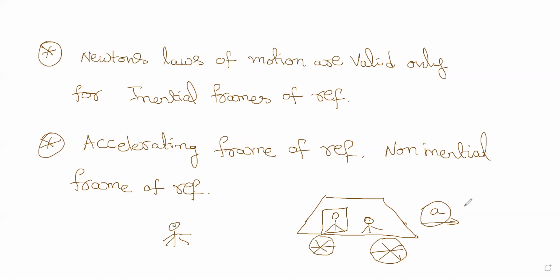Now let me put myself inside the car. What is the movement of this person with respect to me? Zero. He is not moving at all. So that means there is no force acting on this person. How come? That creates a kind of problem: the validity of Newton's laws has fallen apart.